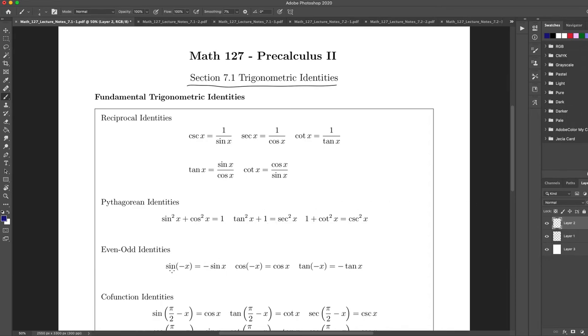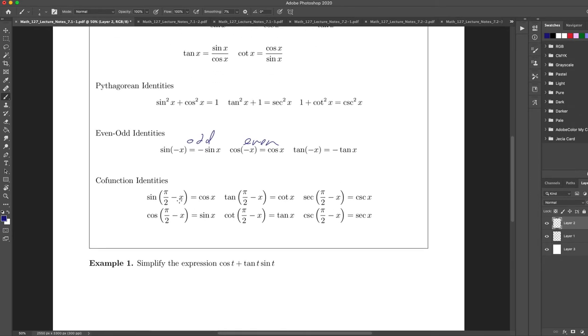We have our even and odd identities. Sine of negative x is equal to negative sine of x, which means sine is odd. Cosine is even, because if I plug in negative x, I just get cosine of x. Therefore tangent of x is odd, because I'll have a negative up top and a positive down below, so it just keeps it negative. For the cofunction identity, if I take pi over 2 minus x, sine of pi over 2 minus x is cosine of x. You can do the same for tangent to get cotangent, and secant gives you cosecant. This is why they're called cofunctions.